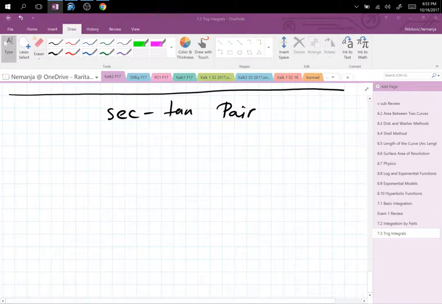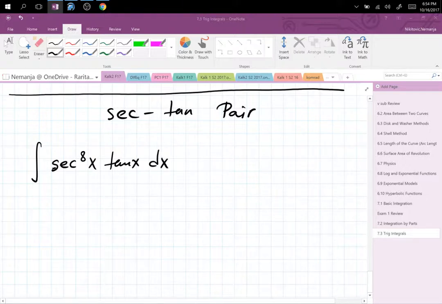So these guys tend to be very tricky. So let's take a look at a random integral, and I would like to present the way I think about these problems when I see them. So let's say I have the integral of secant to the 8 x tangent x dx. Let's say this is the problem.